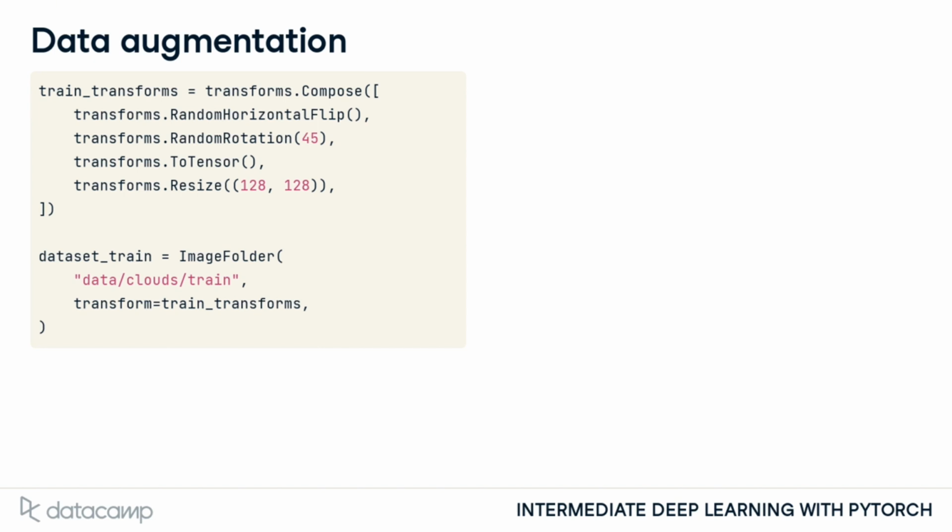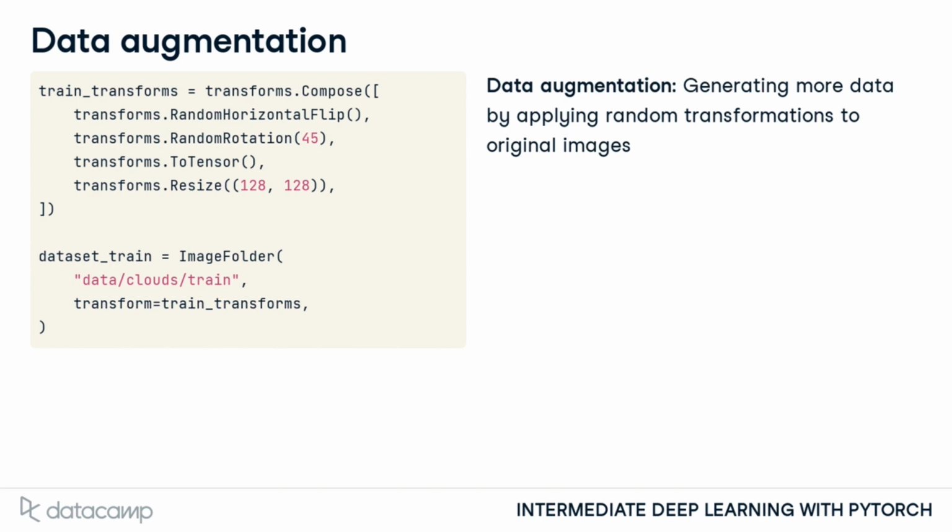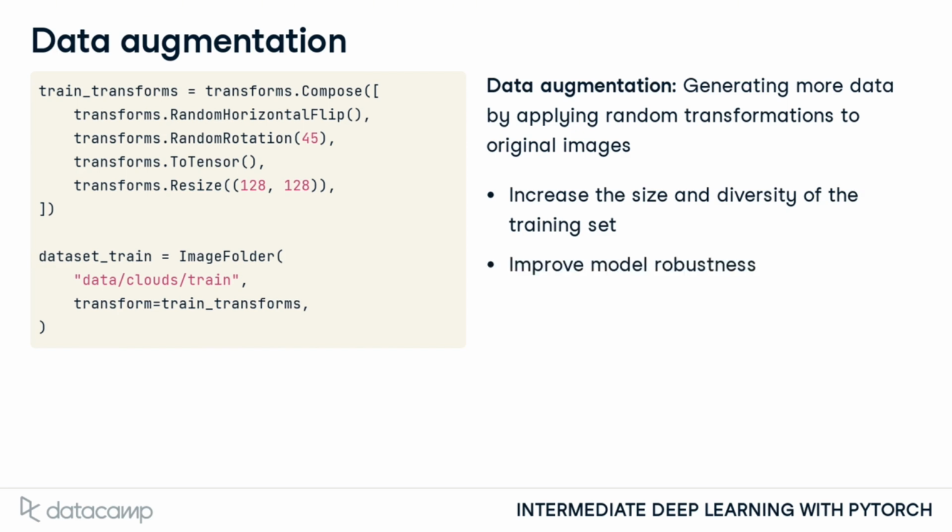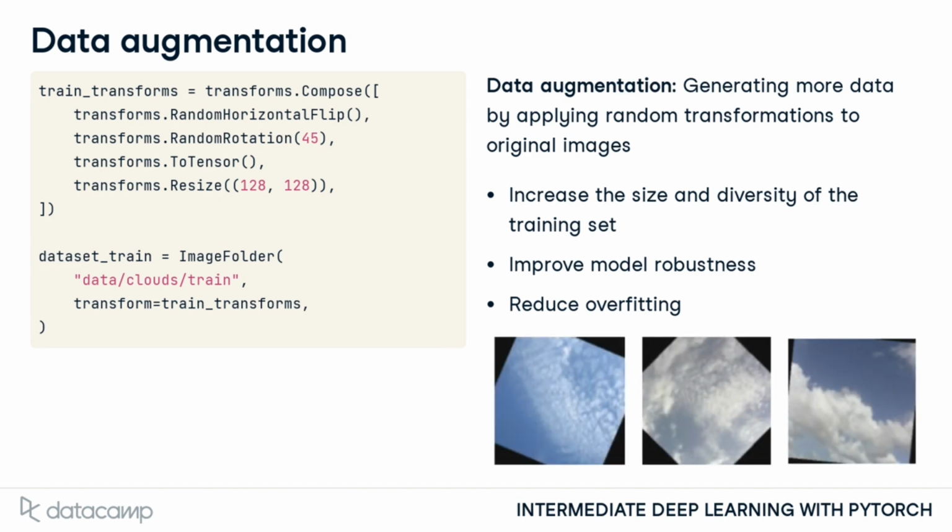Adding random transformations to the original image is a common technique known as data augmentation. It allows us to generate more data while increasing the size and diversity of the training set. It makes the model more robust to variations and distortions commonly found in real-world images and reduces overfitting as the model learns to ignore the random transformations. Here's a sample of augmented images using rotation.